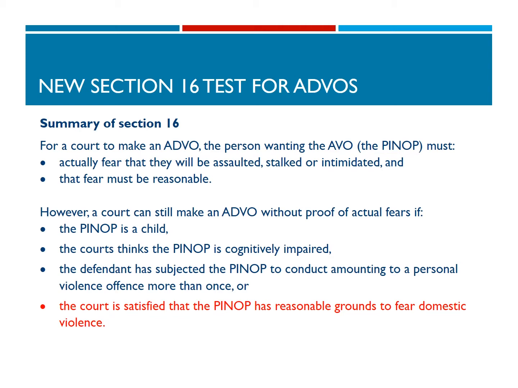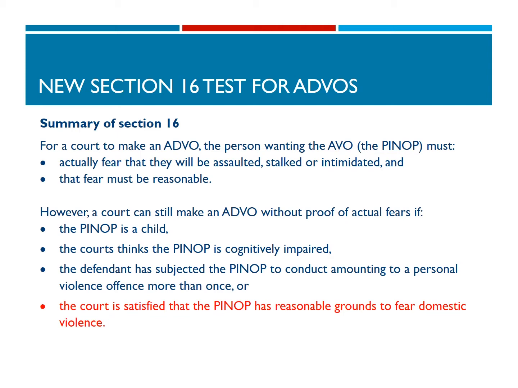Children, PINOPs who were cognitively impaired, or a PINOP who had a history of domestic violence abuse from the current defendant. And this second limb has now been removed in relation to all PINOPs. And you will see in the slide in red the revision that now covers all PINOPs. This recent change allows courts to grant ADVOs for PINOPs who may be reluctant to come to court to express fears due to concerns about retaliation from an alleged perpetrator.